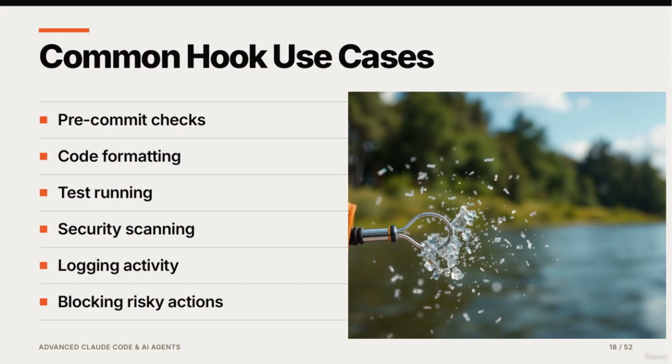Next, code formatting hooks automatically adjust code to a consistent style, saving time and preventing style conflicts across the team. Test running hooks are another powerful use case. They execute tests automatically, confirming that new code doesn't break existing functionality. Security scanning hooks add an extra layer of defense by checking for vulnerabilities or unsafe code patterns before anything is merged.